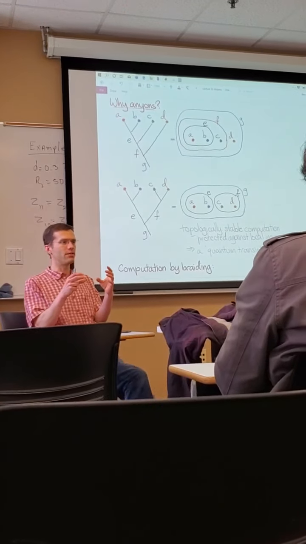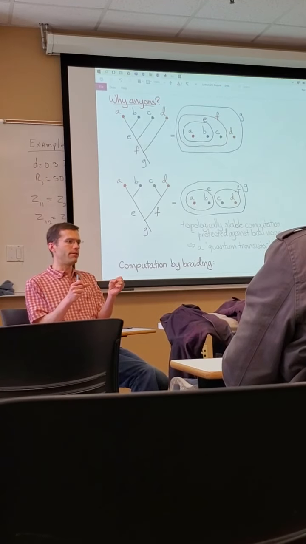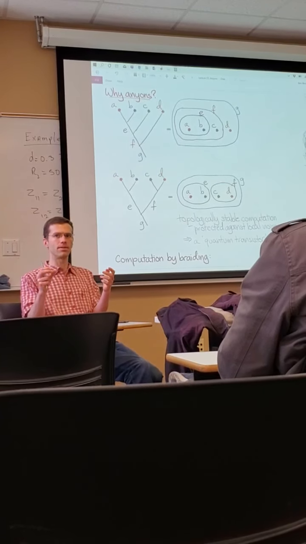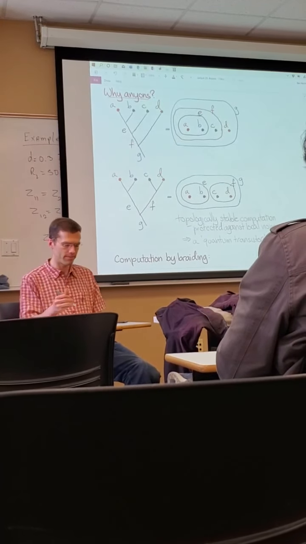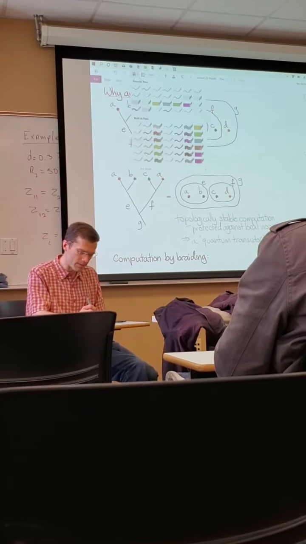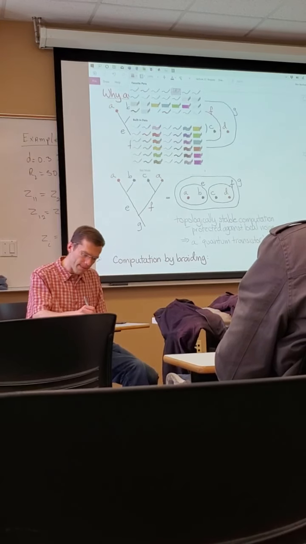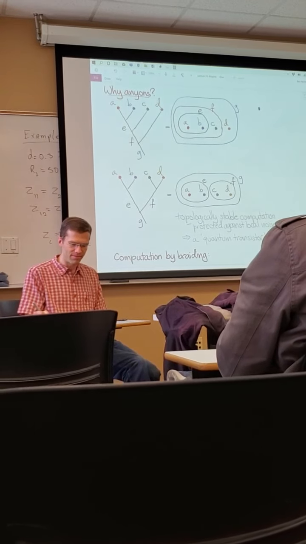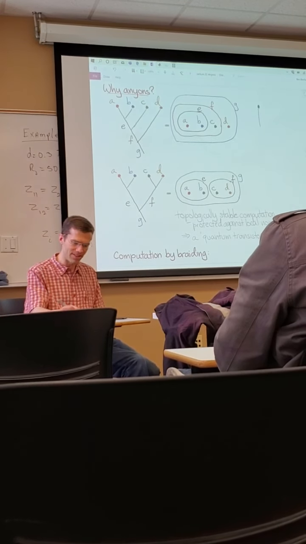So an anyon is like a qubit in the following sense. If you have one qubit, it's a two-dimensional system. If you have 2 qubits, it's a 4-dimensional system. 3 qubits, an 8-dimensional system, and so on. Anyons are a little bit different. So if you have one anyon, I don't know. I guess it'll be a 1-dimensional system.